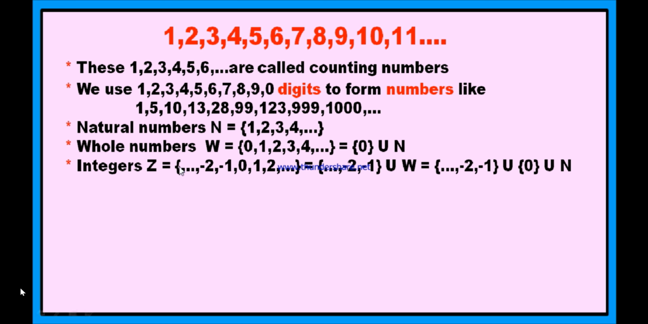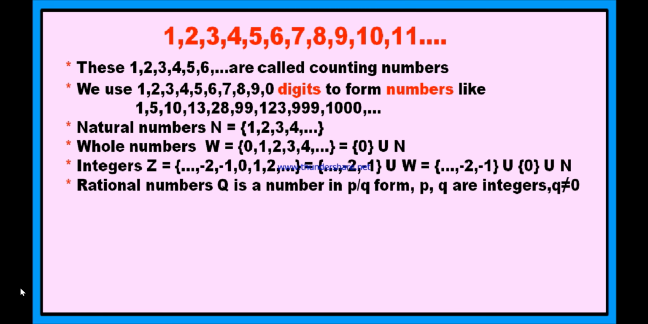These integers may start from minus infinity to minus 2, minus 1, 0, 1, 2 and so on. This is nothing but the negative numbers union whole numbers. If we add negative numbers to the set of whole numbers, you will get integers. And in other words, if we add negative numbers and 0 to the set of natural numbers, again you will get integers.